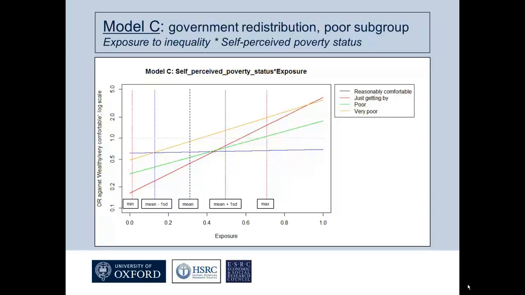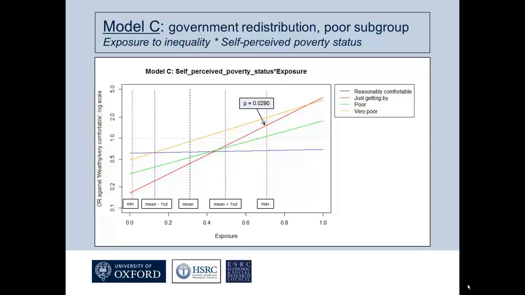In terms of the gradients of the interaction terms, of the four subgroups shown in the chart, only the line for people who are just getting by is significantly different to the wealthy or very comfortable group. As exposure of the poor increases, people who are just getting by become progressively more supportive of the government's role in income redistribution compared to people who are wealthy or very comfortable.